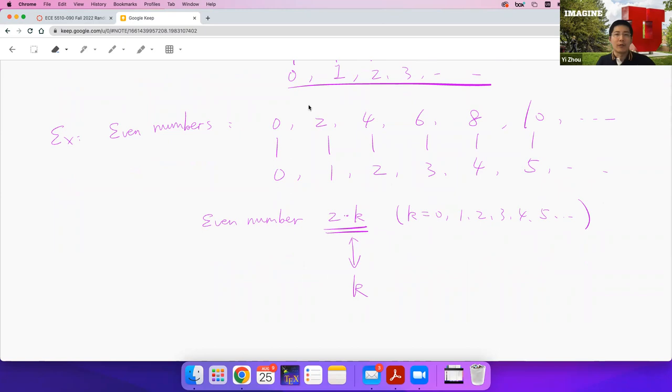For example, this is 2 times 1, this is 2 times 2, 2 times 3, 2 times 4, 2 times 5. So with this k, I can connect every even number to a unique natural number. Okay. So this is a one-one correspondence. If you can build this one-one correspondence, then you can say this set is countably infinite. You can count it because you have a one-one correspondence to natural numbers, and you can count those natural numbers.